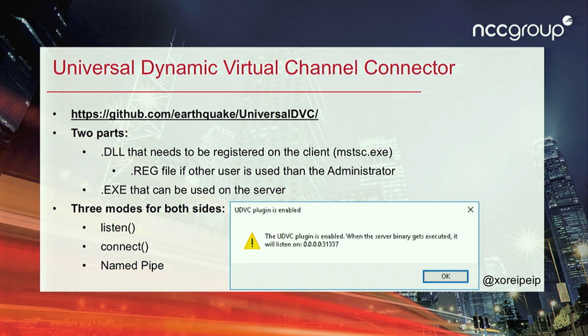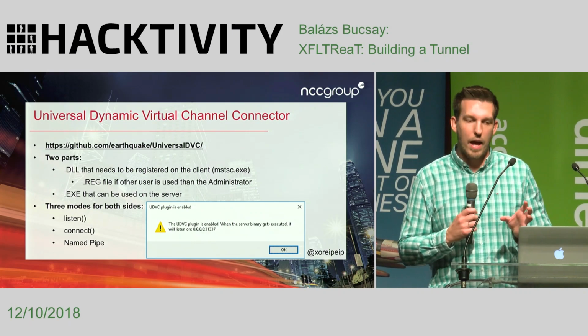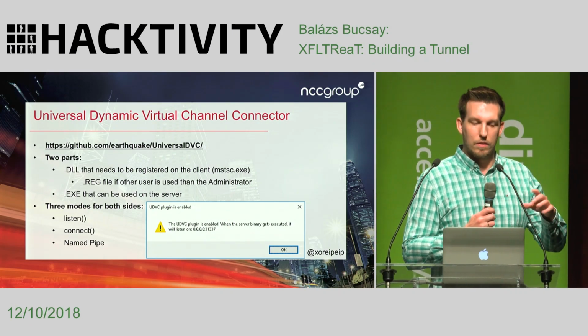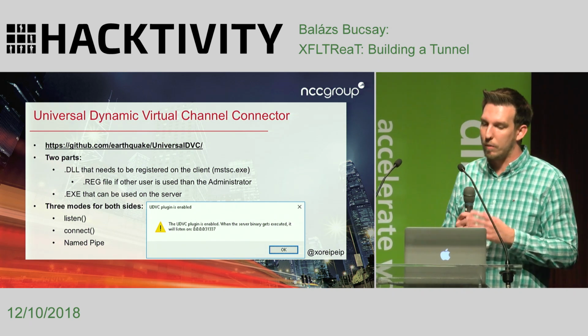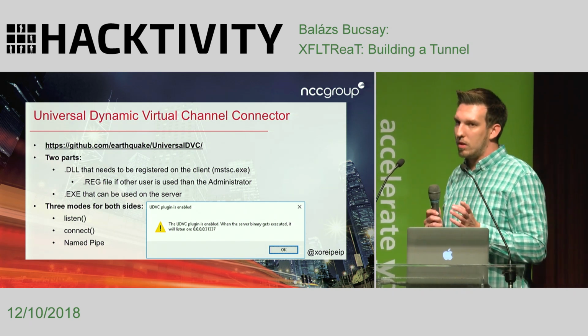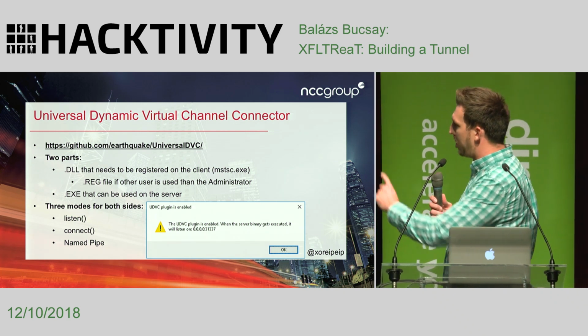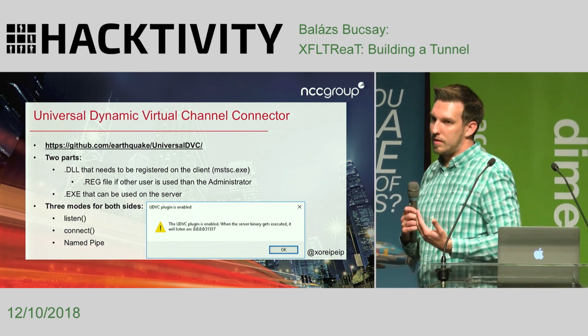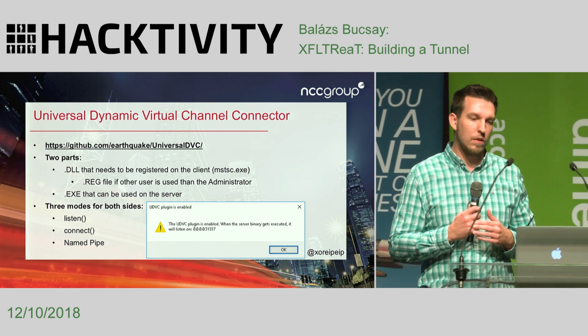It has two parts. There is one DLL that you need to register on your client computer, on your computer in Windows, and then you can change the settings from the registry. I'm going to show you that. After that, when you connect to the server, there will be a pop-up like that, which will tell you this is enabled and you need to care about those things.